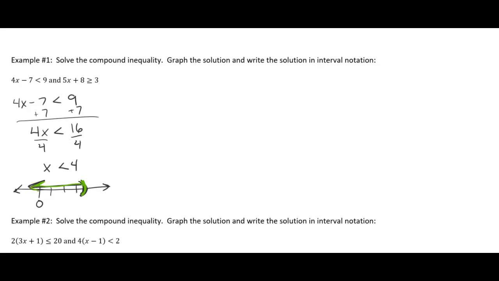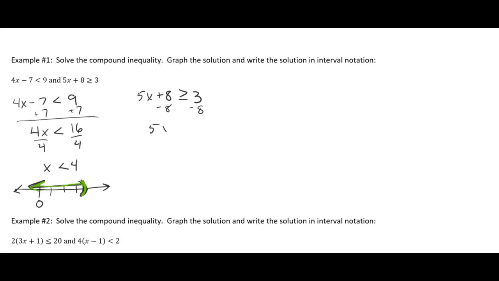So anything that's covered with green, in my little diagram here, that is in the solution set for that one statement, okay? But we're going to do a compound inequality, so we have two statements. So now we're going to take the other statement, 5x plus 8 is greater than or equal to 3. So we're going to subtract 8.